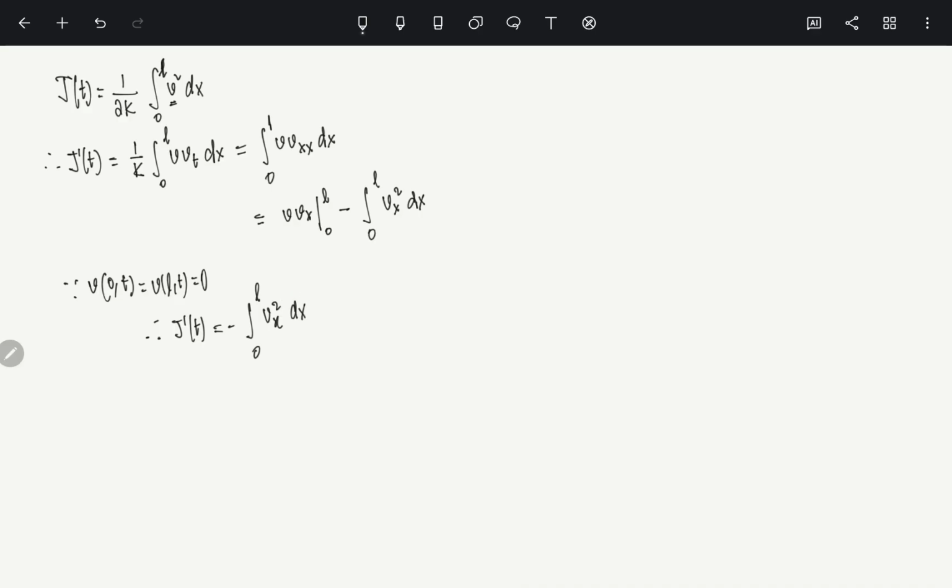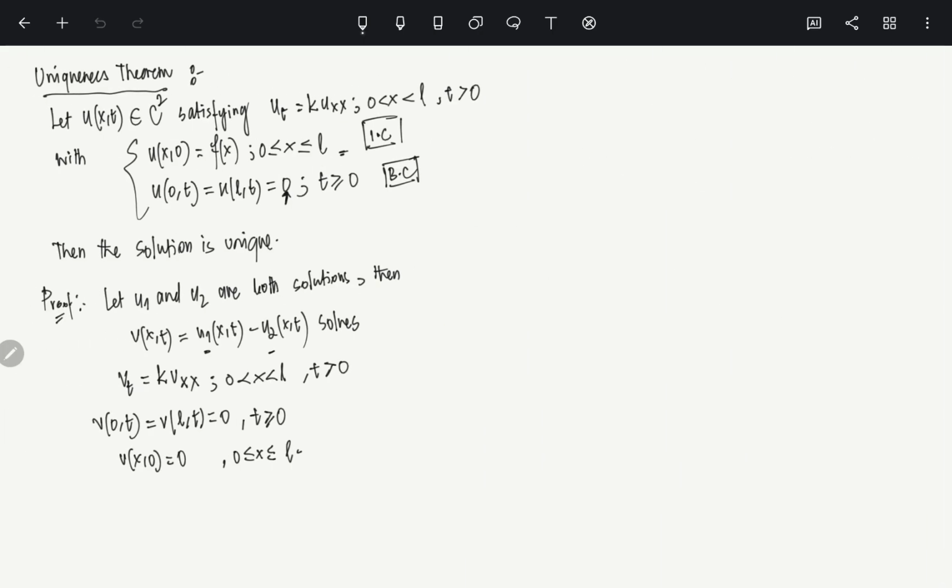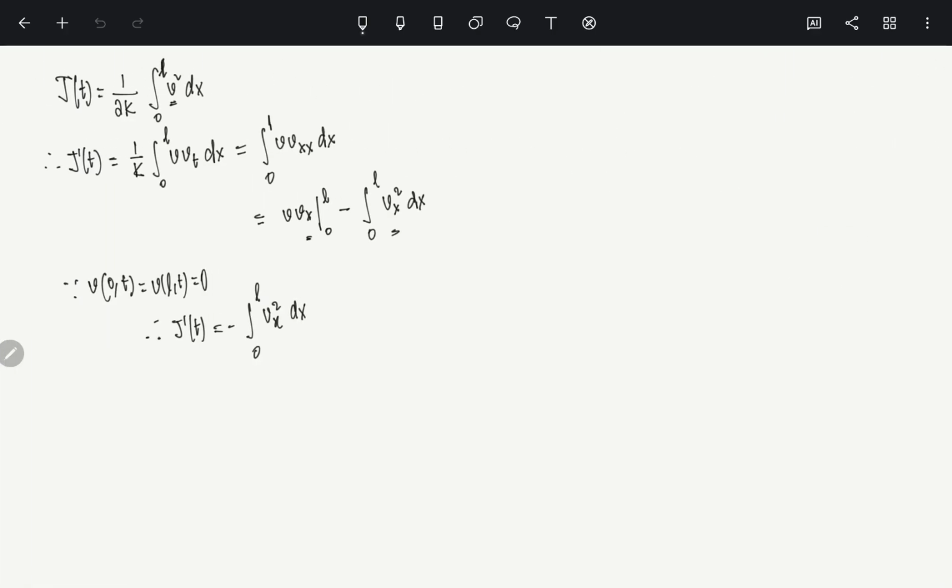Okay, you see this part is 0, so this is the only thing which is remaining. Now if you look at the condition, you see v at the point (x,0) is f of x. So from this condition, since v at (x,0) is nothing but 0, therefore J of 0 has to be equal to 0.